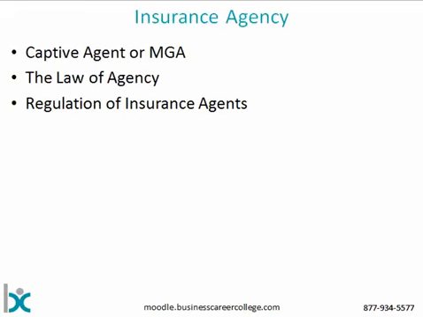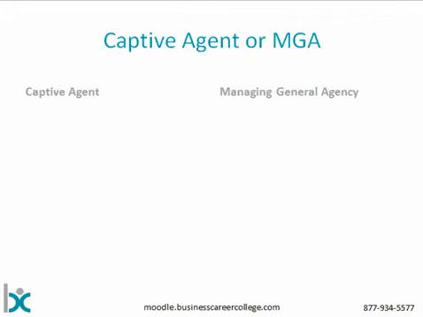So we're going to have a look at the difference between a captive agent and a managing general agency situation. We're going to have a look at the law of agency, and we're going to have a look at some of the appropriate items around regulation of insurance agents. So the first place we'll start is where we often start to make a distinction anyways, and this is between the captive agency and the managing general agency.